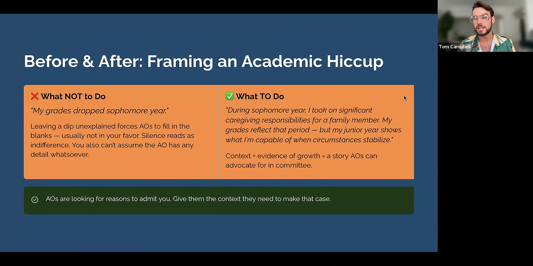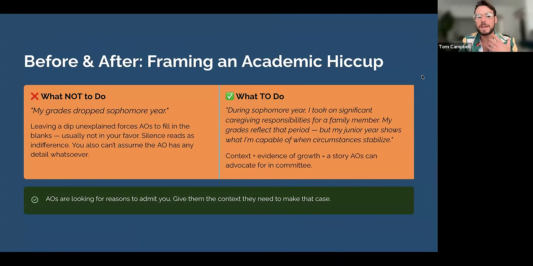Here's an example of what that might look like in an additional info section. Instead of just saying my grades dropped sophomore year, the admission officer would be like, okay, why? Did you just slack off? Or were you just not going to class? The right side example shows much more detailed circumstances that the admission officer may not know otherwise. So that's the kind of detail that you want to provide to help that person piece together that story.